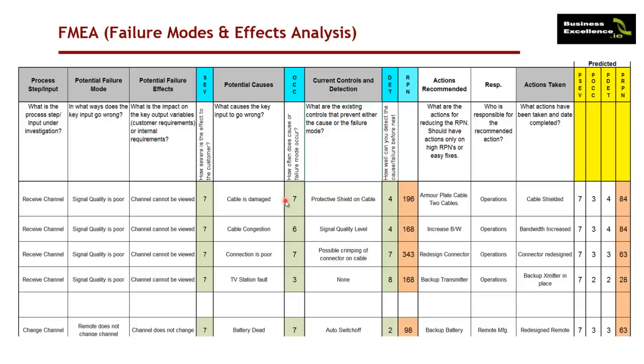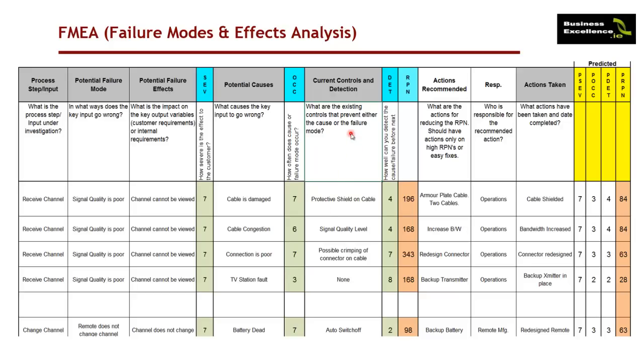So for example, a cable being damaged may have a high probability. Let's say the cable is in the ground and somebody digs it up by accident. So we give that a 7. The cable being congested is a potential cause. We give that a 6. Maybe the connection is poor. We give that a 7. Maybe there is a fault actually at the television station. That's less likely, so we give that a 3.